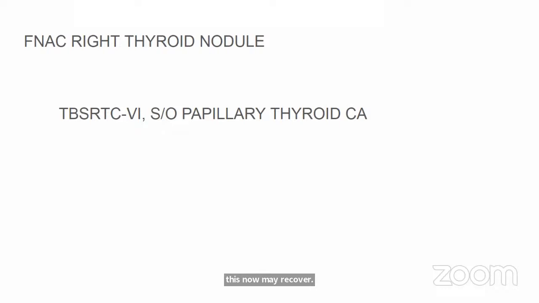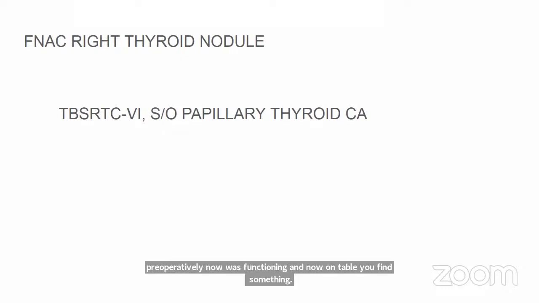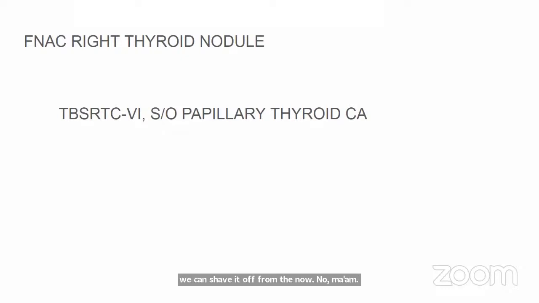Yes. And if there is a significant disease on the nerve, which will not allow you to do R0 resection, then a paralyzed nerve you will cut. Now you tell me, preoperatively the nerve was functioning and now on the table you find something. We can shave it off from the nerve, sir. No, ma'am, but then you have to say different situations, my dear. Ma'am, if it is only adherent to the nerve, we can shave it off from the nerve. If the tumor is only adherent to the nerve, we can shave it.